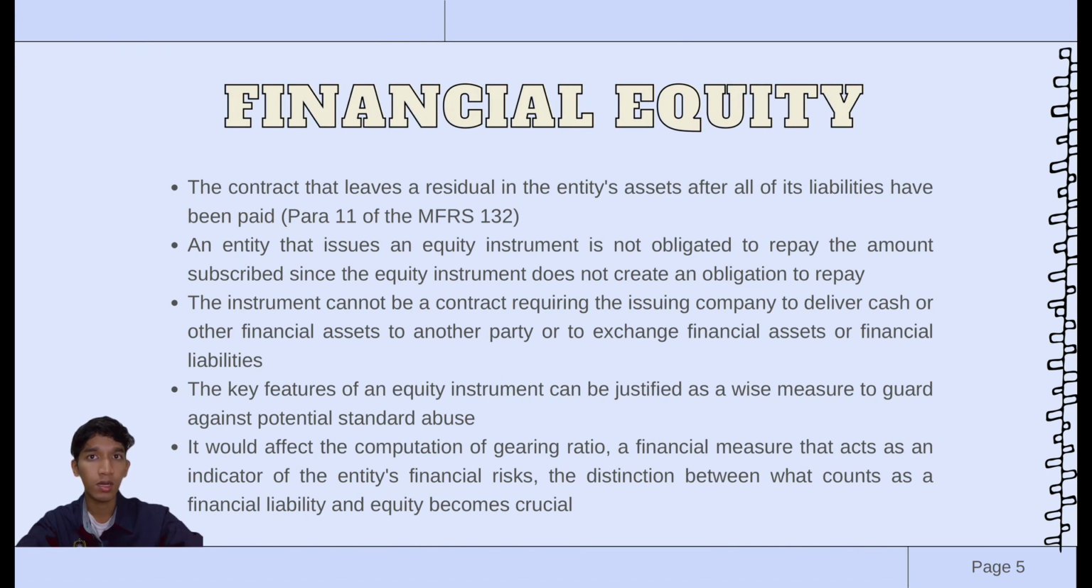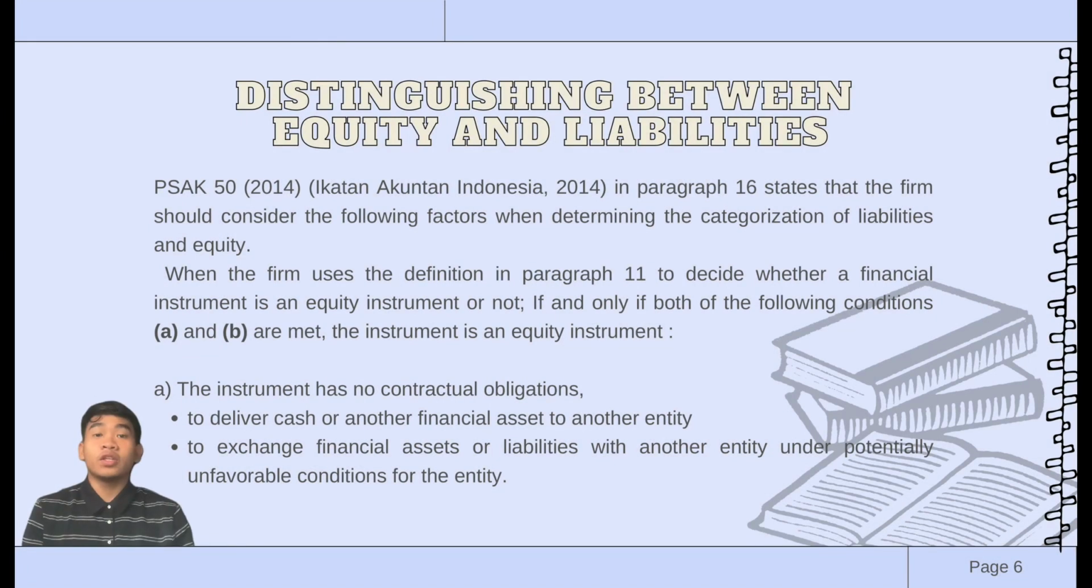The key features of an equity instrument can be justified as a wise measure to guard against potential standard abuse. It will affect the computation of the gearing ratio, a financial measure that acts as an indicator of the entity's financial risk. The distinction between what counts as a financial liability and equity becomes crucial. Next is distinguishing between equity and liability.